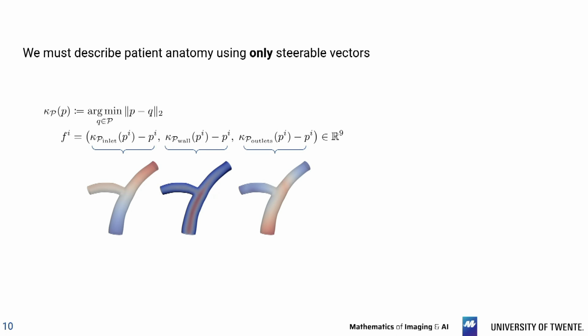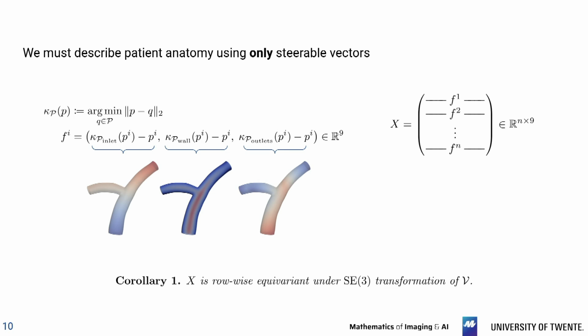Using this, for each vertex in the mesh we can build three vectors like that that describe the shape of our patients. And it follows from the definition that this is a way of describing the shape of the patient which is equivariant to rotations and translations. More specifically, if we rotate the mesh, then the features just rotate accordingly. And if we translate the mesh, then the features stay the same, because we just use relative distances between vertices.